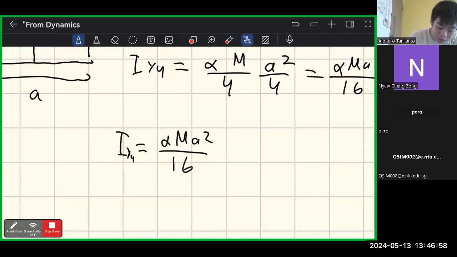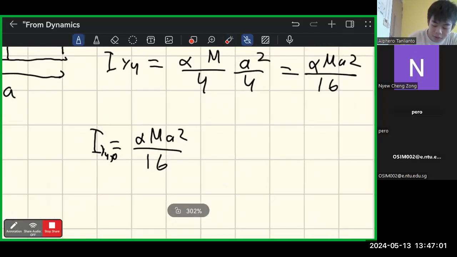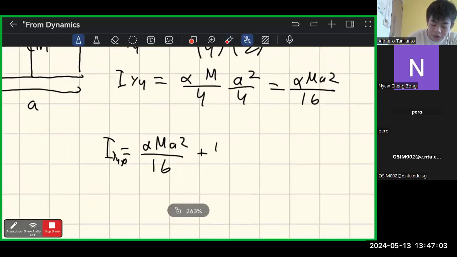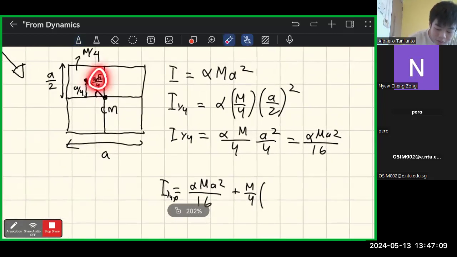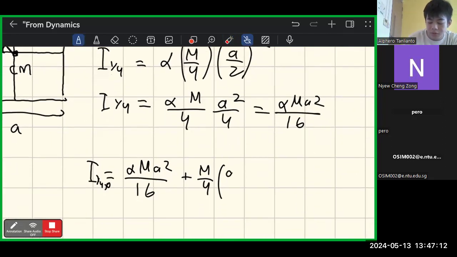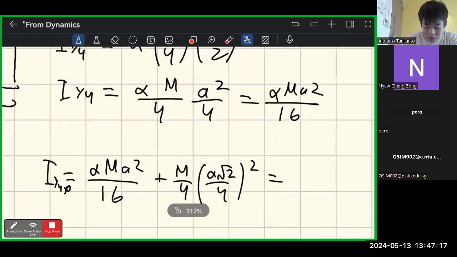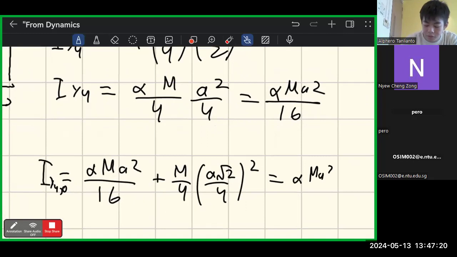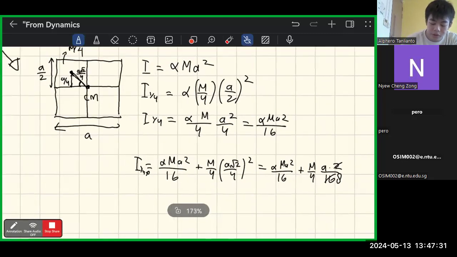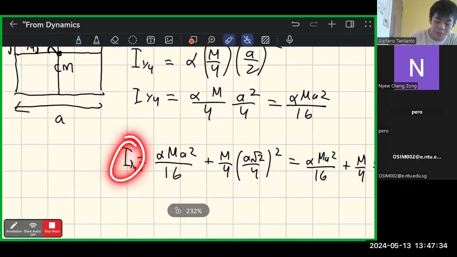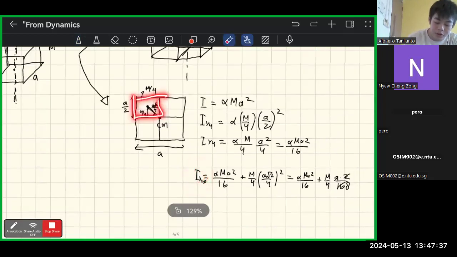So I is alpha m a squared over 16. This is the 1/4 about its own center of mass, added by its mass, which is m over 4, times the distance, which is a square root 2 over 4, squared. And it's going to be alpha m a squared over 16 added by m over 4 times a squared times 2 over 16. Which is like this.